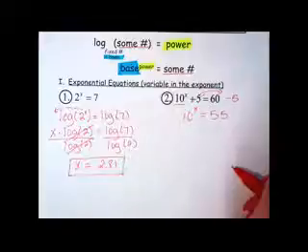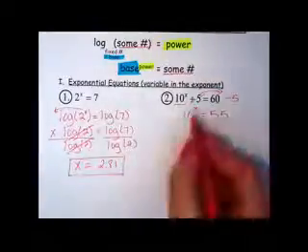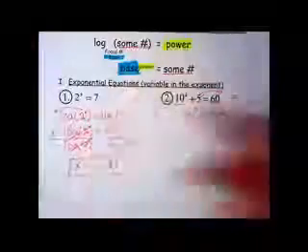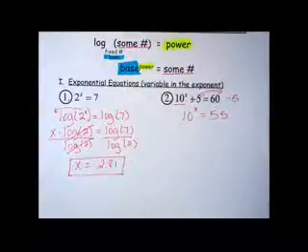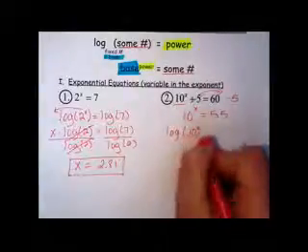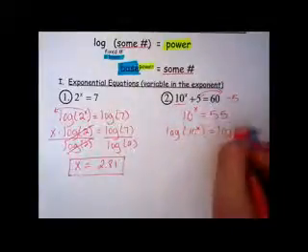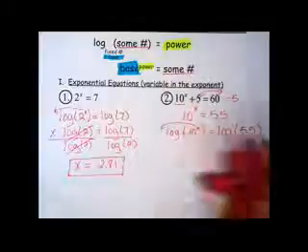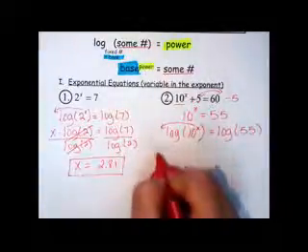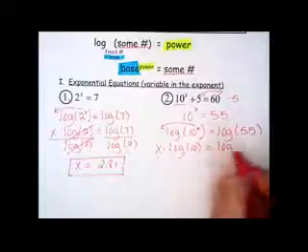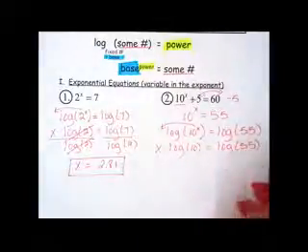Now you're at a point where you have to ask yourself, how do I solve for this power? Well, the log is equal to that power, so we're going to take the log of both sides. The log of 10 to the x equals the log of 55. Doing that lets us release the power. So that's x times log of 10 equals log of 55.